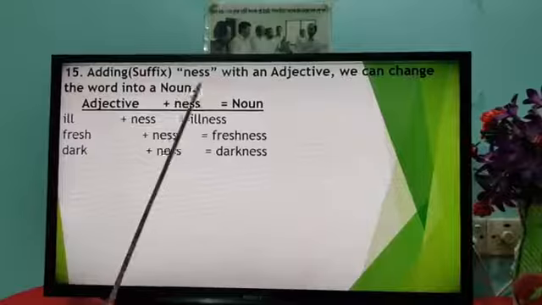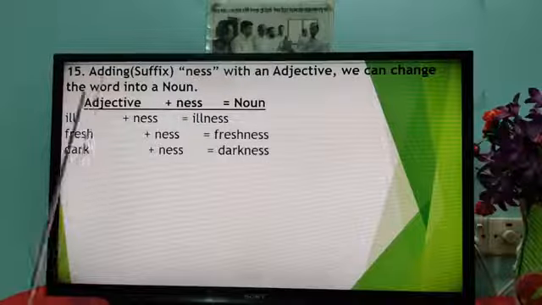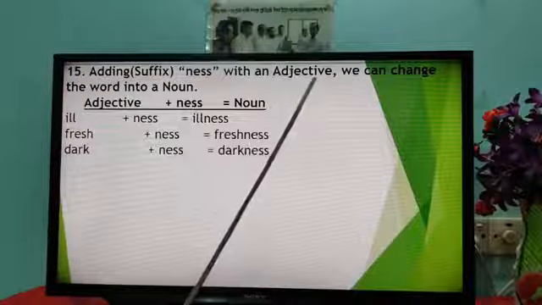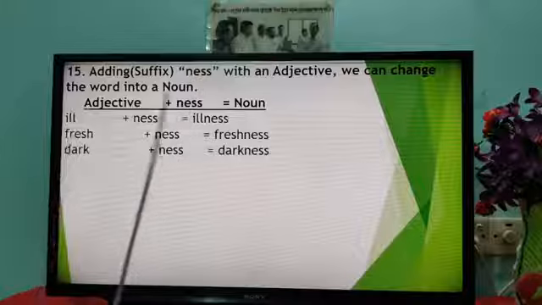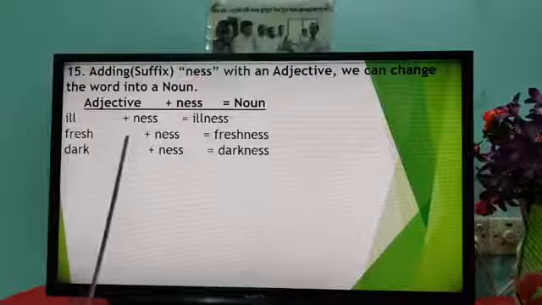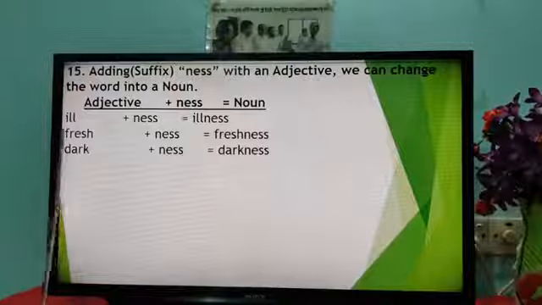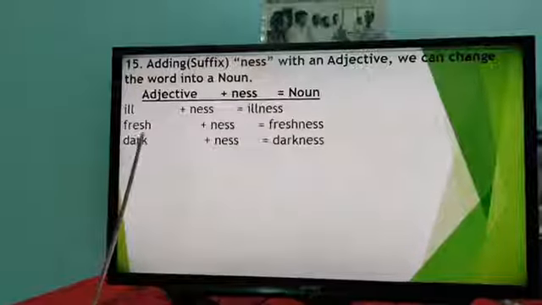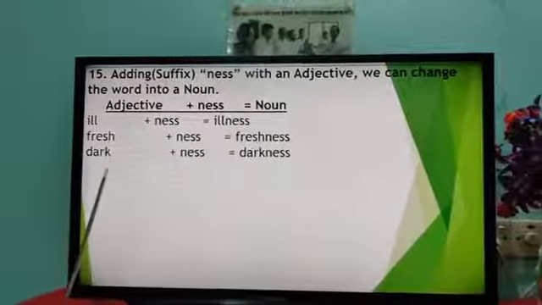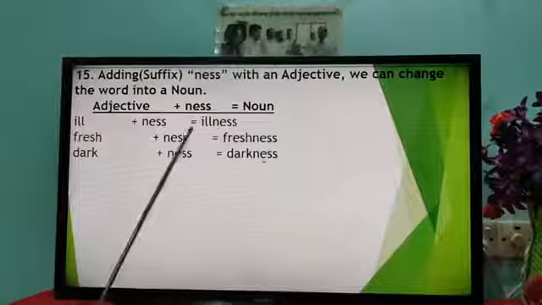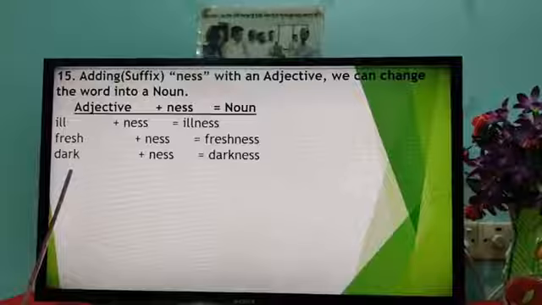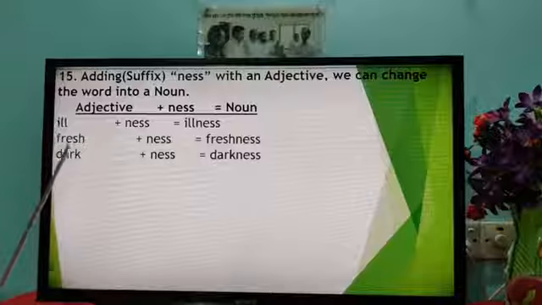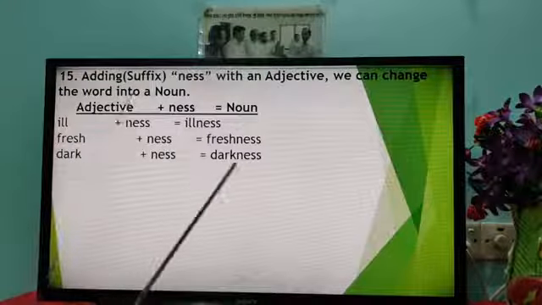Adding suffix ness with an adjective, we can change the word into a noun. If we add suffix ness with an adjective, we can change it into a noun. Ill is an adjective and ness is a suffix, and by adding ness with ill, we can make it a noun. Illness. Fresh, freshness. Dark, darkness. The suffix added with an adjective makes a noun.